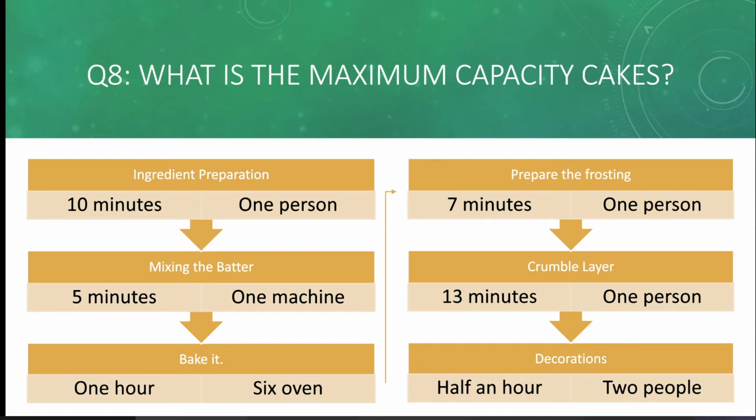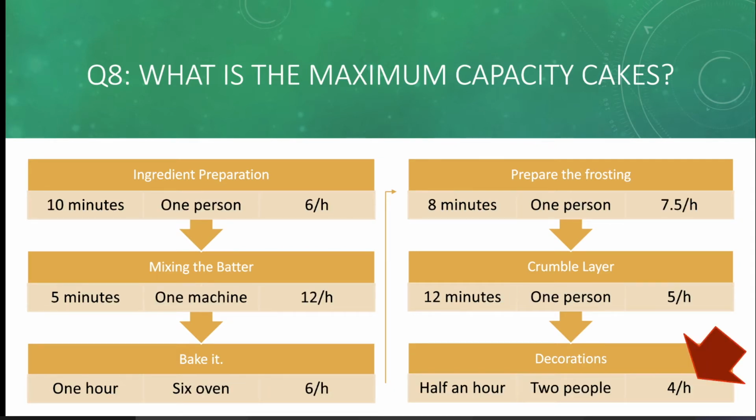All right, so let's check in. Now, if you look at all the capacities, you will see that actually the lowest capacity is for the decorations. So if you have 2 people decorating a cake each half an hour, you will have 4 cakes an hour as your lowest capacity, which also is your bottleneck and therefore your maximum capacity. Good job, Carmen.